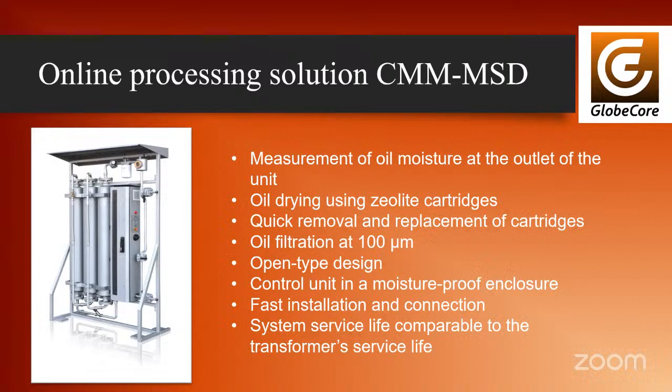A moisture sensor at the outlet checks the oil's water content after drying. Oil drying is done with the 3 quick-release zeolite cartridges. Filtration is done with the 100-micron quick-release filter. The unit is easy to install near the transformer. It connects with hoses and quick couplings.